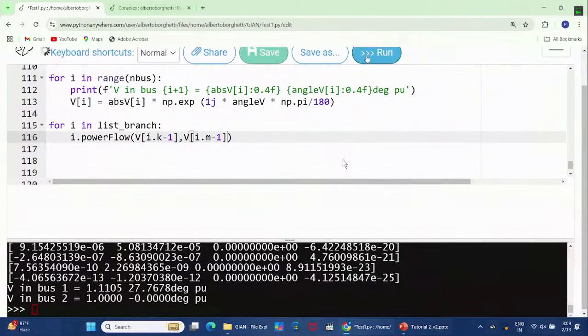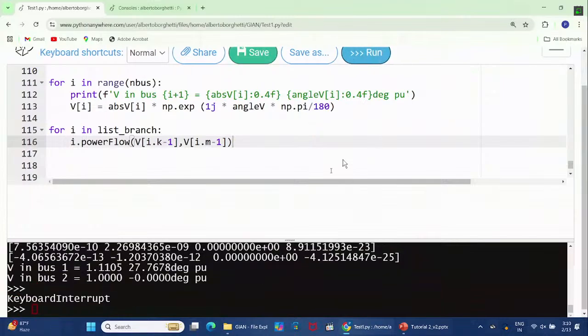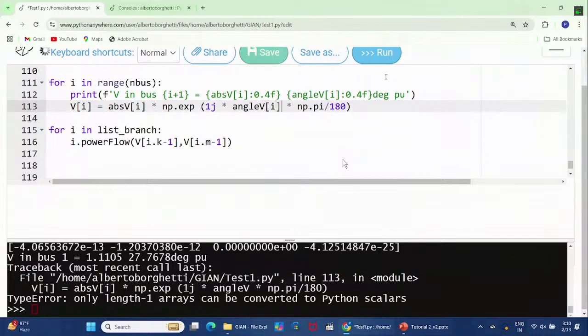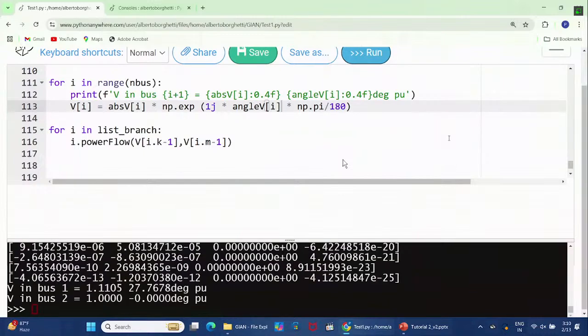I'm trying to save again. Oh, now I saved. So we can also run. There is an error that says that this angle V needs to be the angle of bus i. So now it does not give any error.